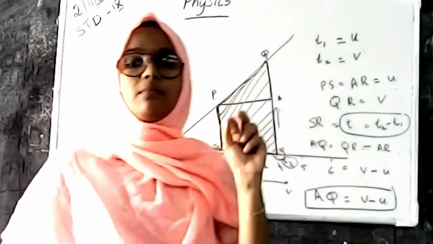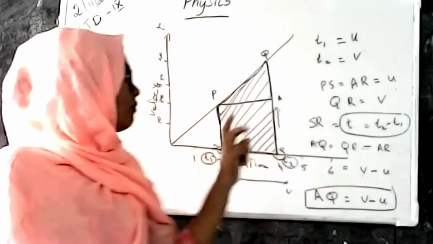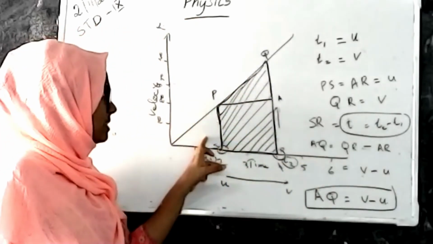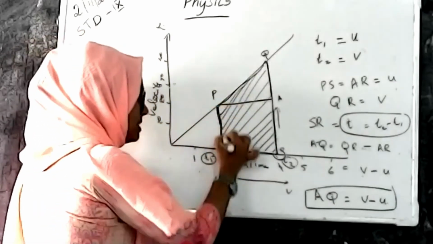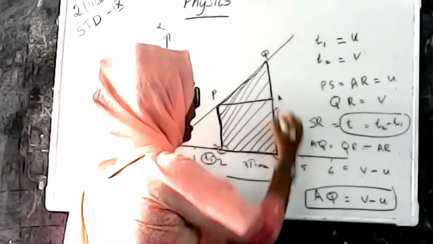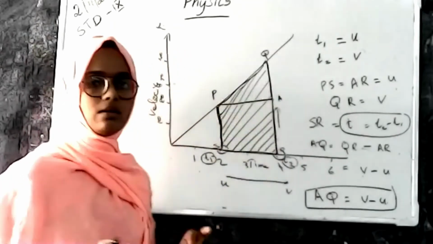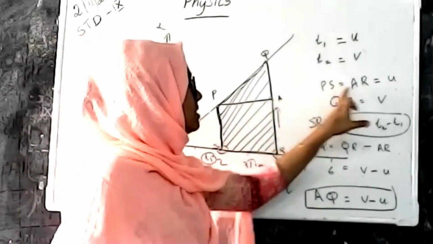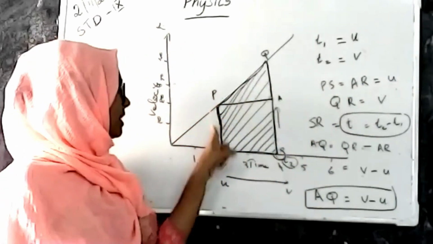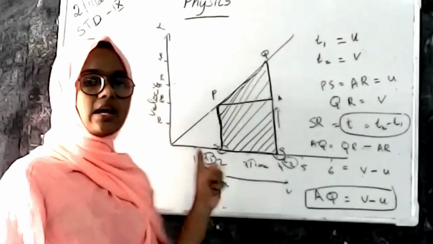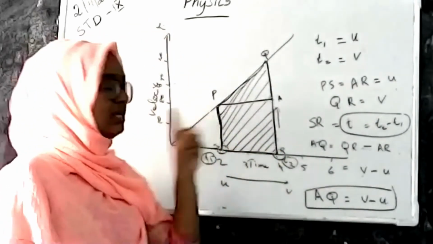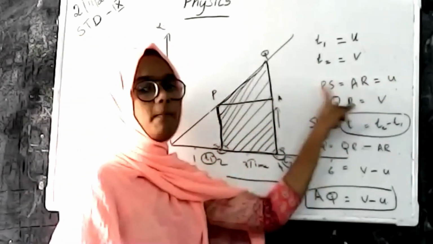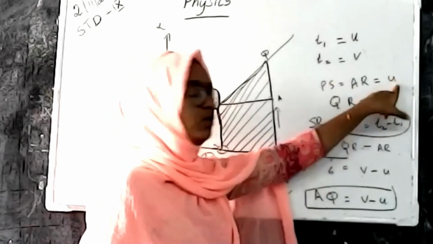Now we have the 4 sides of the trapezium. The first side is PS. PS is equal to AR, these two sides are equal. Here PS is taken as T1, which is taken as U. So PS is equal to AR is equal to U.